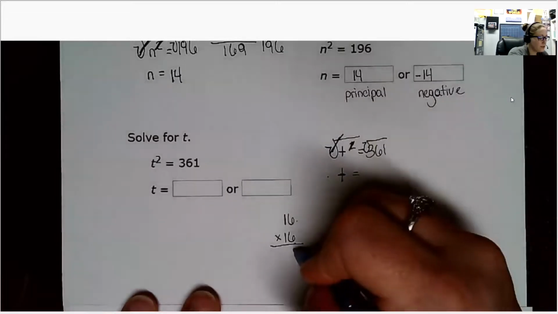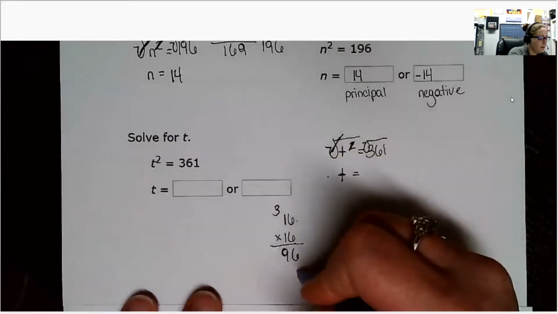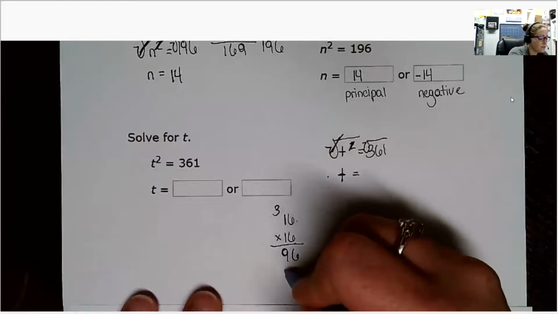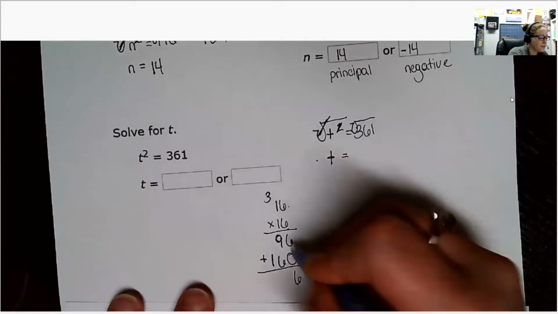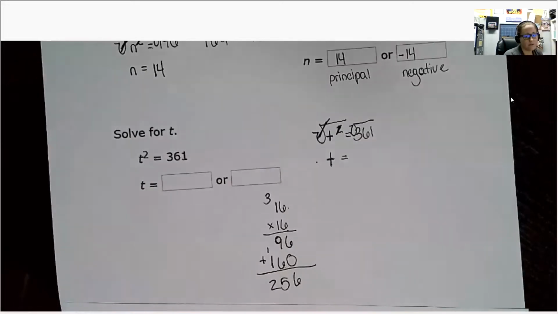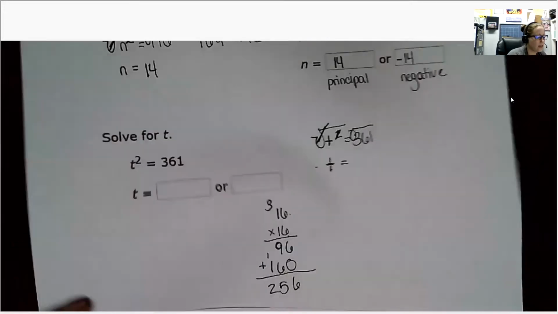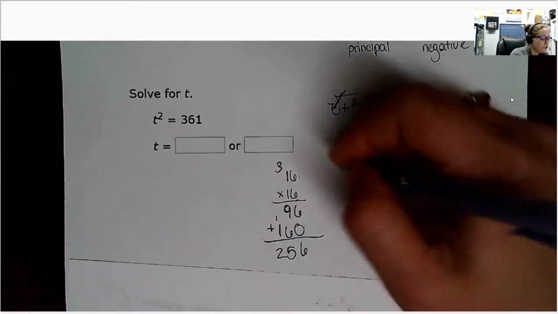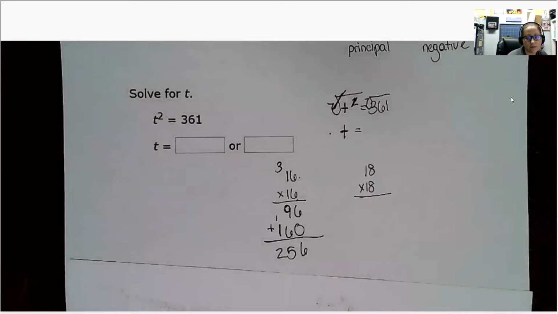Okay. 6 times 6 is 36. Carry our 3. 6 times 1 is 6 plus 3 more is 9. Bring down our 0. 1 times 6 is 6. 1 times 1 is 1. And then we add. We bring down our 6. 9 plus 6 is 15. And we get 256. Okay, so we know that that is not going to work. Looking at that too, we're still pretty far. So maybe we could actually go ahead and try, let's just skip to 18. Let's try 18. See how close this will bring us.